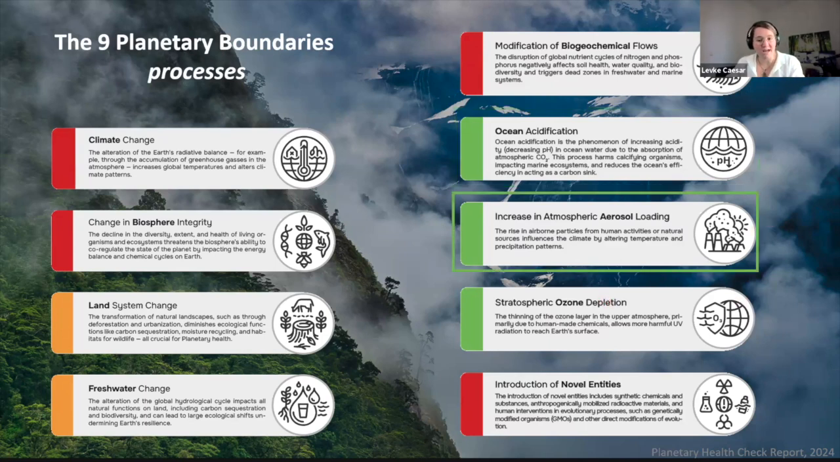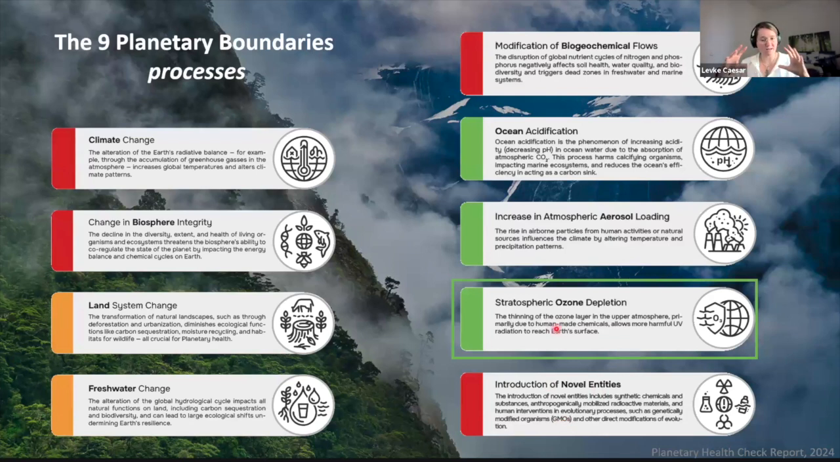It's the increase in atmospheric aerosol loading, so air pollution basically. So that means it's the rise in tiny particles in the air from either human activities, but also natural sources, which affect climate by altering temperature and precipitation patterns, mainly via the radiative budget. It's the depletion of stratospheric ozone, that is the thinning of the ozone layer in the upper atmosphere, which is or has been primarily caused by human-made chemicals, which, if it's thin, basically can increase the harmful UV radiation that reaches Earth's surface.